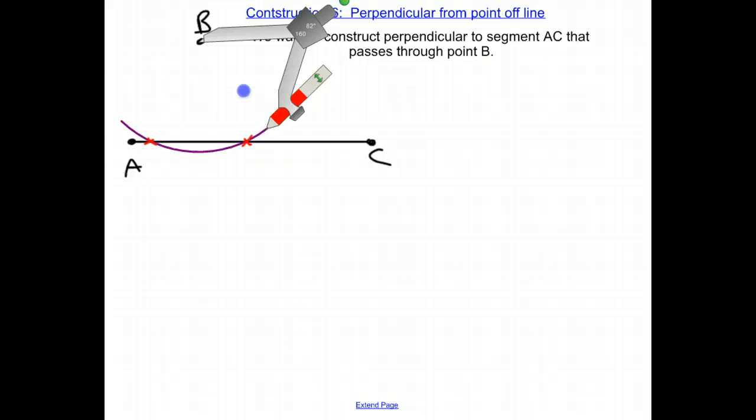It does not matter how far apart they are. Just swing an arc. Doesn't matter how long it is, just as was the case with construction 5. If I had needed to, I could have extended the segment in either direction. Here I didn't need to. So that is the completion of step 1.